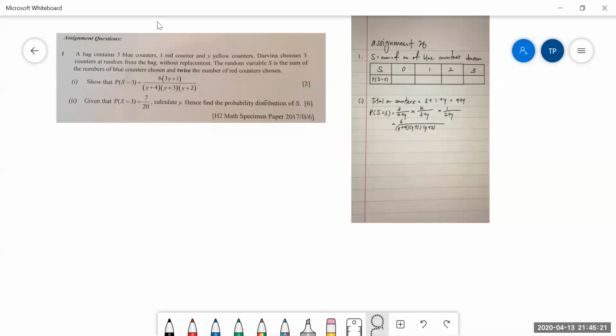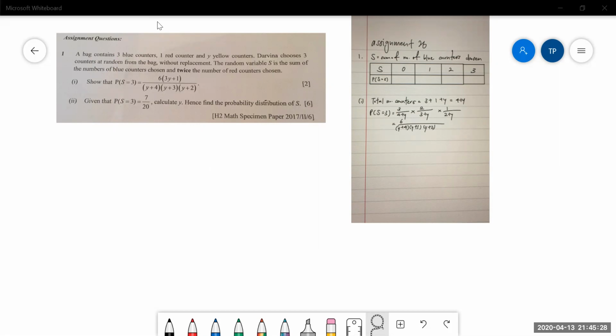A bag contains 3 blue counters, 1 red counter, and 1 yellow counter. Okay, let's highlight that. Davina chooses 3 counters. So let's take 3 counters at random from the bag without replacement.